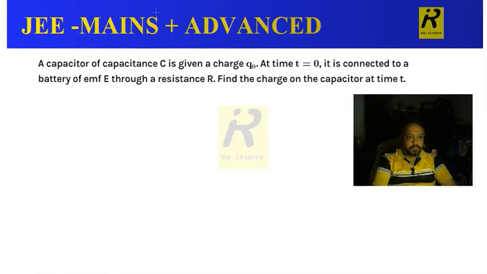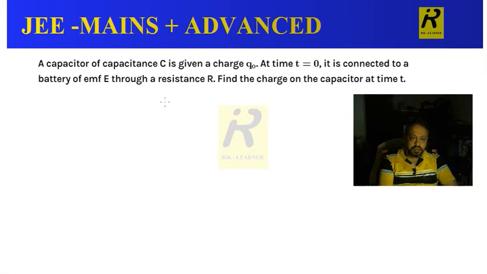Today we are having a question like this. A capacitor of capacitance C is given a charge Q at a time t equal to 0. At time t equal to 0, it is connected to a battery of EMF E through a resistance R. Find the charge on the capacitor at time t.